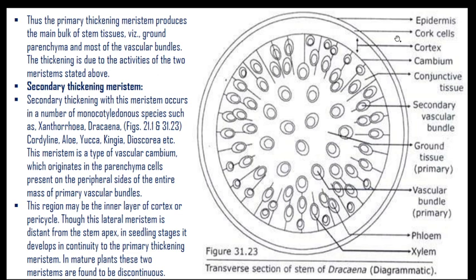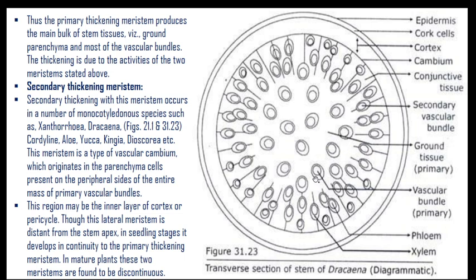This is the transverse section, a diagrammatic representation of a Dracaena stem. This is the epidermis, this is the cork cell, this is the cortex, this is the cambium ring, these are the conjunctive tissues, and this is the secondary vascular bundle. These are the ground tissue, which is primary in origin.